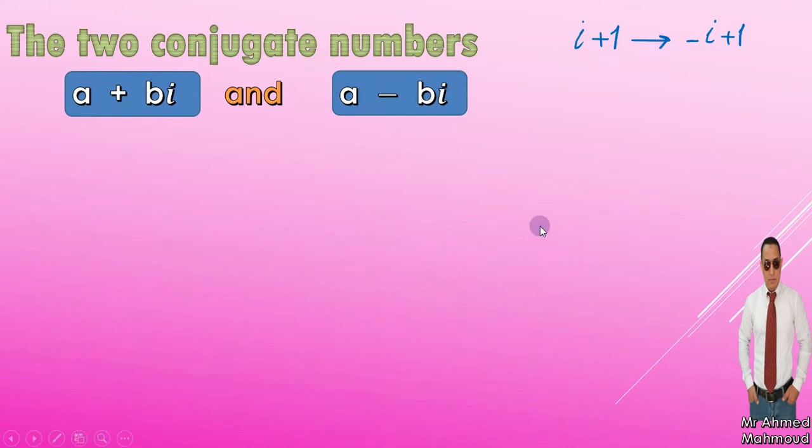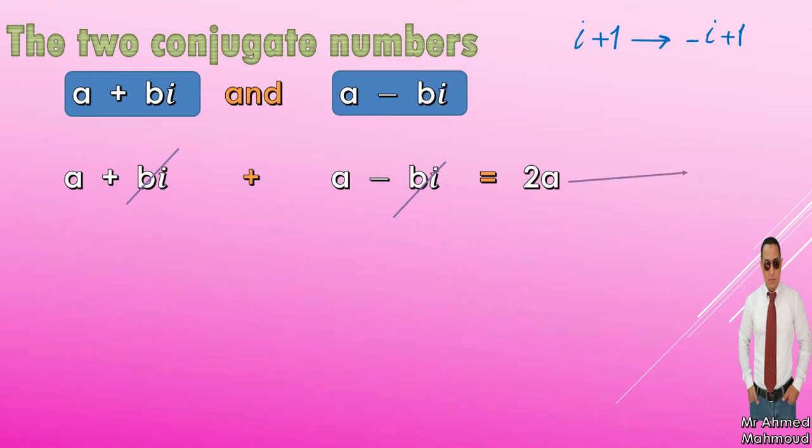Now let's add the two complex numbers, a plus bi and a minus bi. It will be a plus a equals 2a, and bi plus negative bi equals 0, so it will be 2a. Now its real part: the sum of the two conjugate numbers equals a real number.